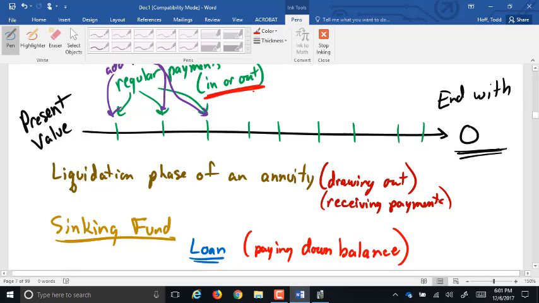If it's a retirement fund, a retirement annuity, you have money sitting there and you're drawing out. The payments are being made out to you every period so that you can use the money to live off of. If it's a loan, that balance is there, but technically it's a negative balance and you're paying it off to bring it to zero. You're making the payments in. The math is identical no matter which way it's going. That's the nice thing about it.